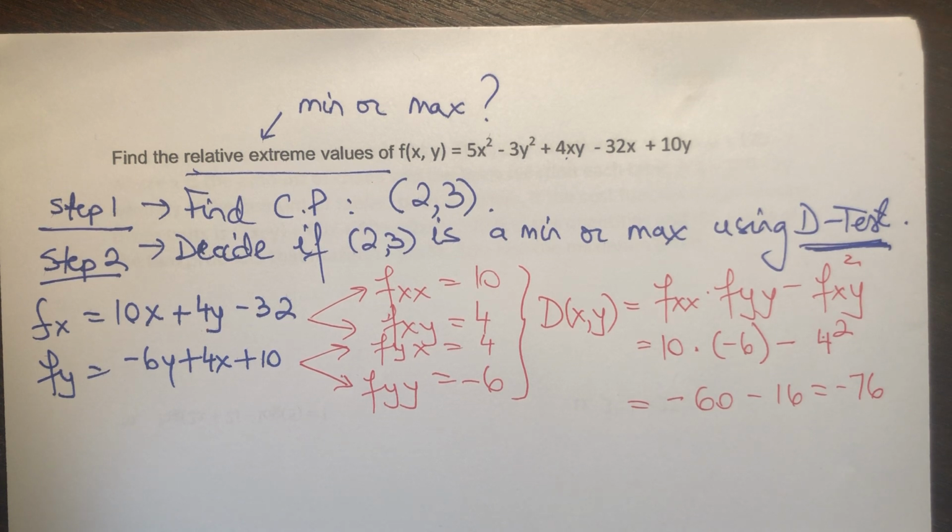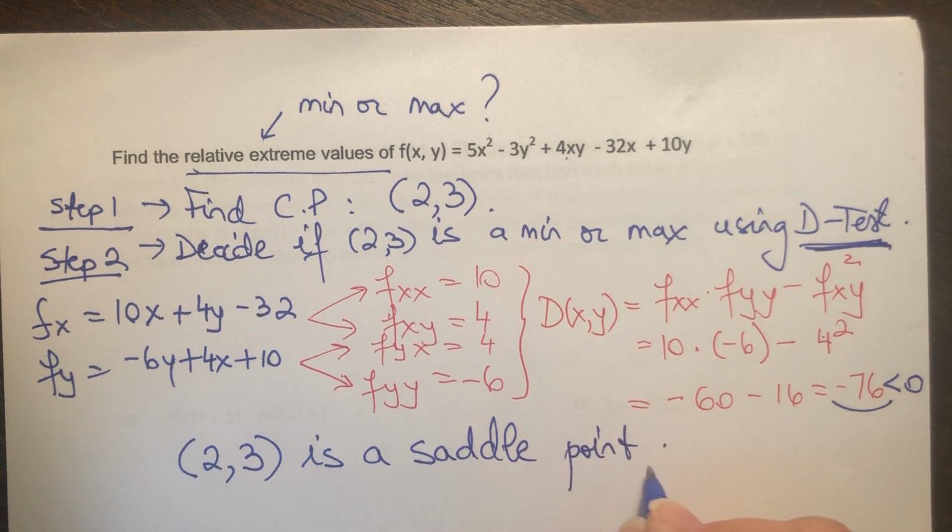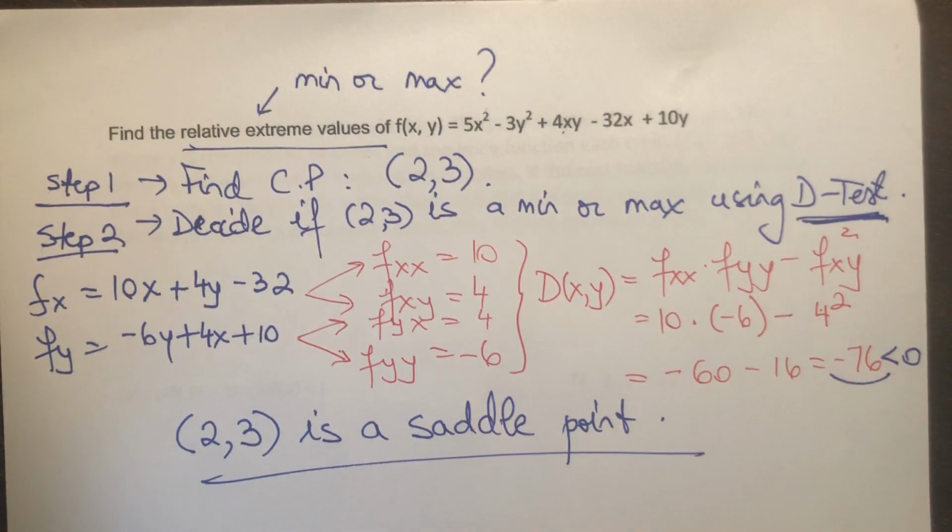So the point is that this value is negative, so less than 0, right? According to the d-test, if this d value comes up negative, then in fact your critical point is a saddle point, and it's neither a min nor a max.